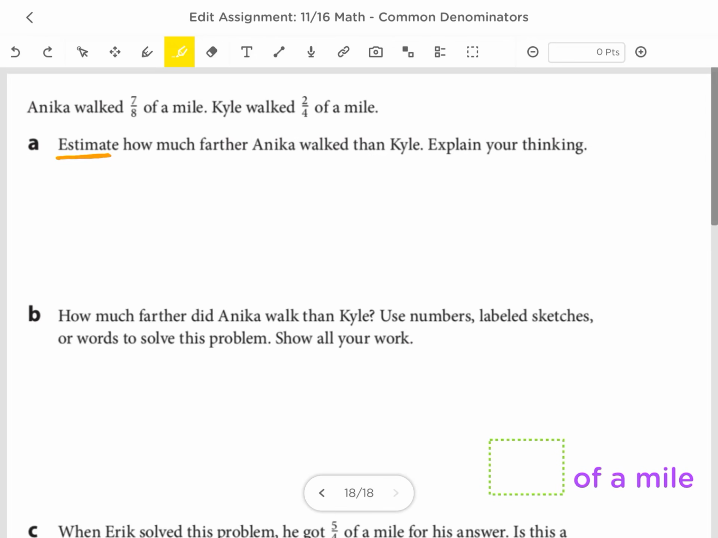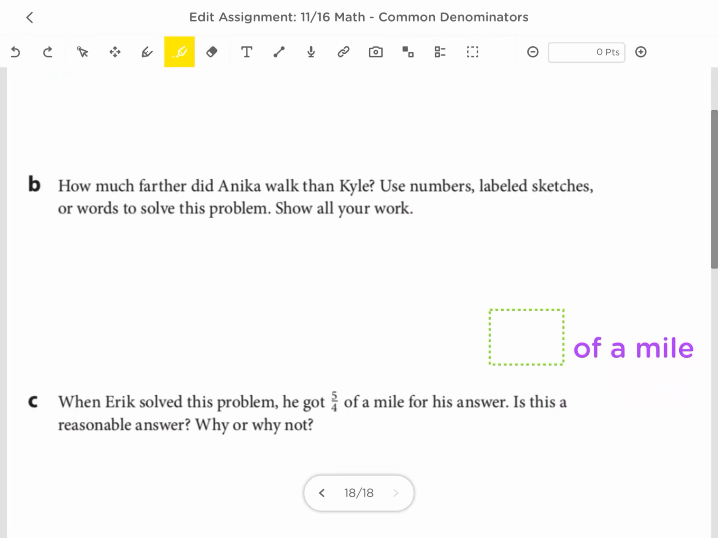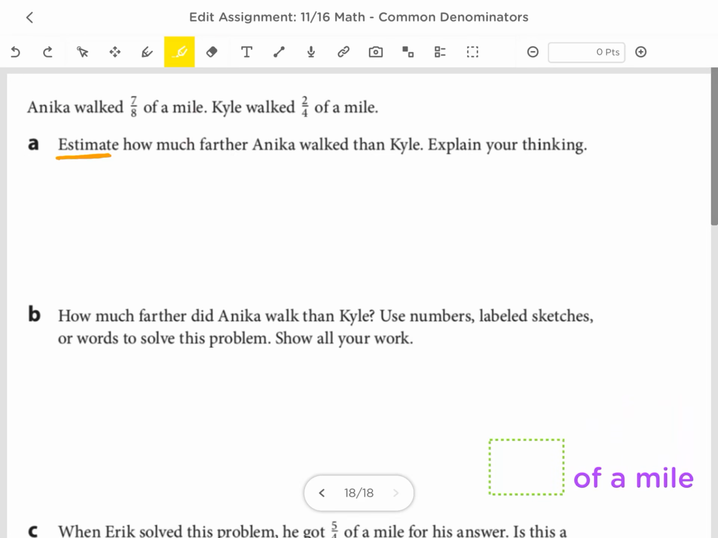Okay, so let's take a look. Here's a word problem. How much farther did Annika walk than Kyle? Use number sketches or words to solve this problem. Well, here Annika walked 7/8 of a mile and Kyle walked 2/4 of a mile. Well, I know that I cannot use clocks or money to divide by 8. So I have to do a ratio table.